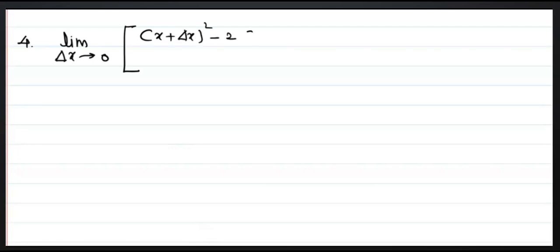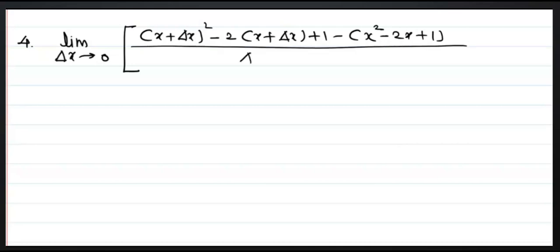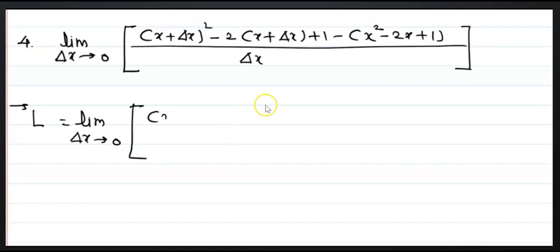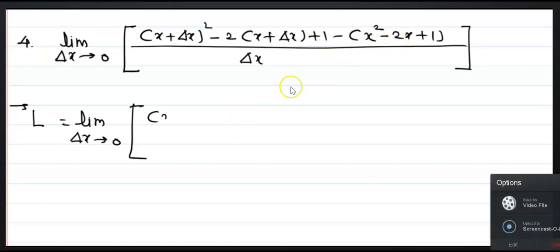Next, number 4. Limit delta x tends to 0, x plus delta x bracket square minus 2 x plus delta x plus 1 minus in bracket x square minus 2x plus 1 upon delta x. Now again this is a very simple problem, as limit delta x tends to 0. Therefore what is the cancellation factor? That is delta x minus 0. Therefore it's only delta x that is the cancellation factor.